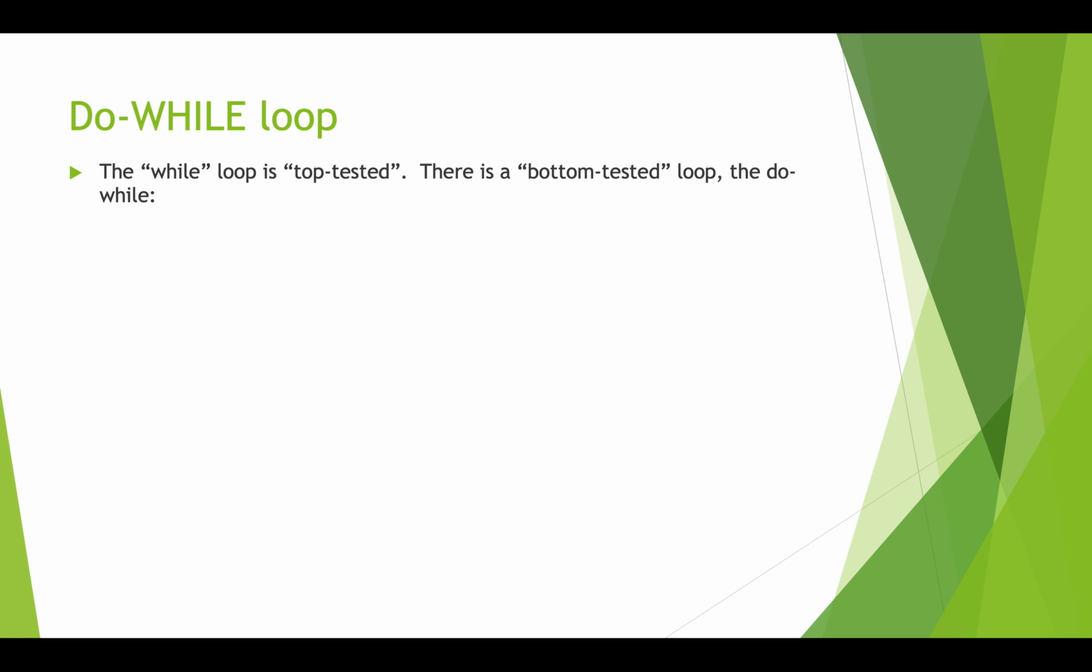So the while loop that you're used to is what we call a top-tested loop. We check the expression at the top of the loop, and if it's true, we do the block of code. But there's also what we call a bottom-tested loop, and that's the DoWhile. Here's what it looks like.